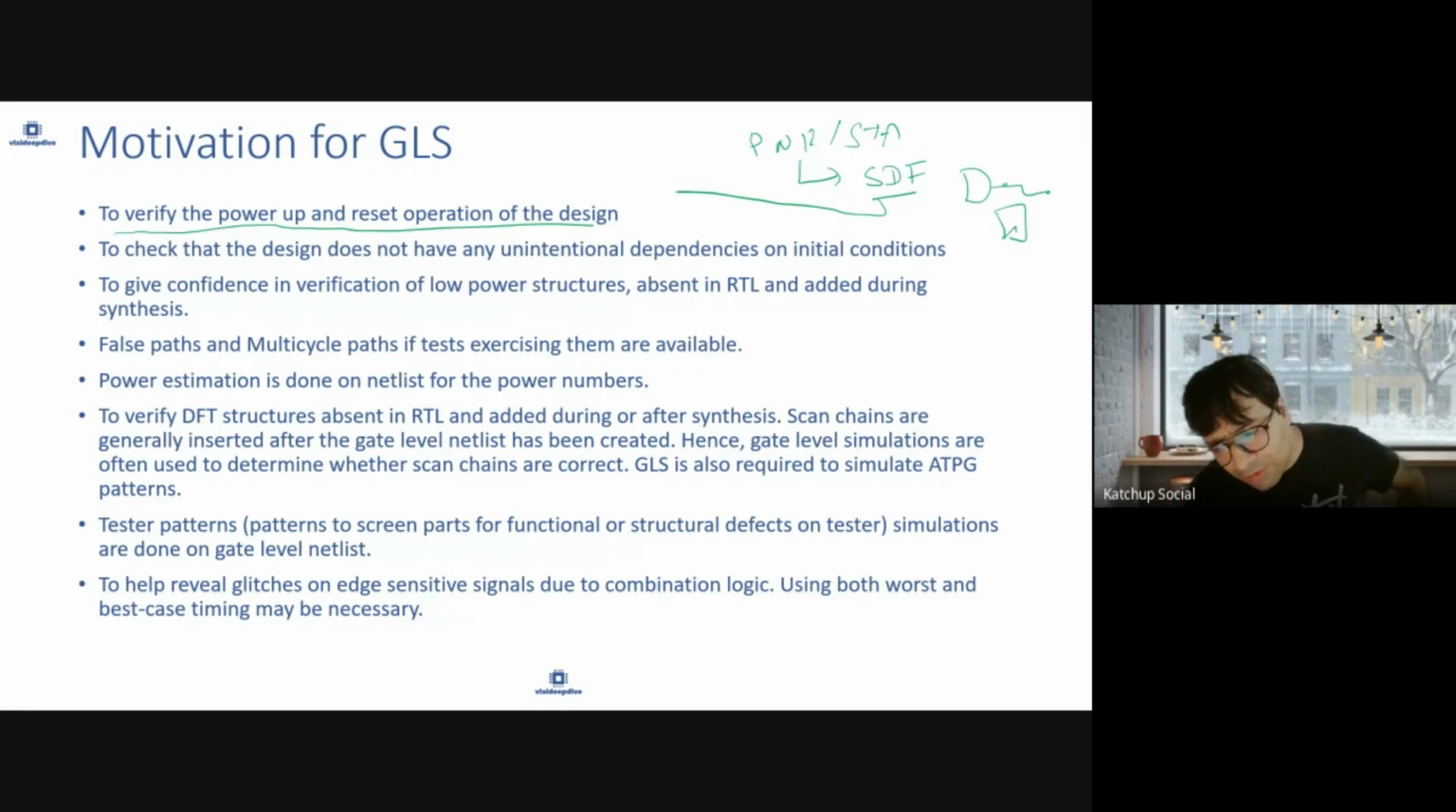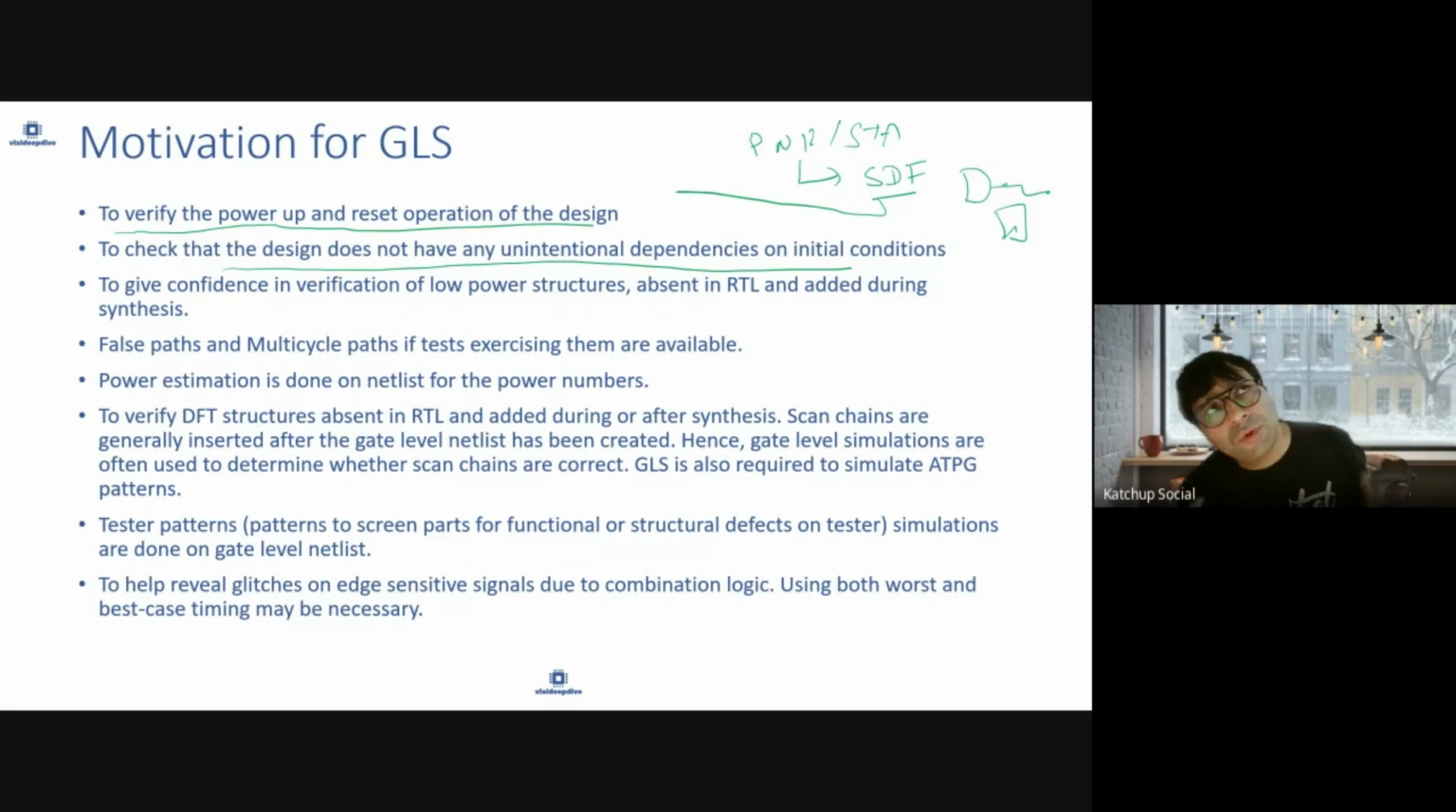Now, sometimes your RTL can have uninitialized conditions, and in order to ensure that the design does not have any unintentional dependencies on initial conditions, that is another reason for running gate level.